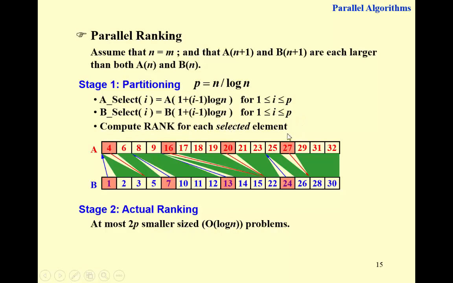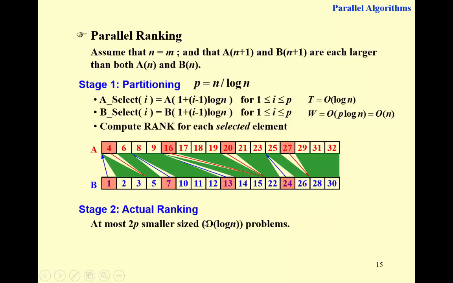So what is the runtime of this part? It takes 2 rounds, right, to select the elements. And to compute the rank, we call binary search for each element. It takes log n for each element, right? So the runtime is log n, correct? And how about the workload? There are p processors. Each takes log n time. So it's altogether p times log n, which is just big O of n.